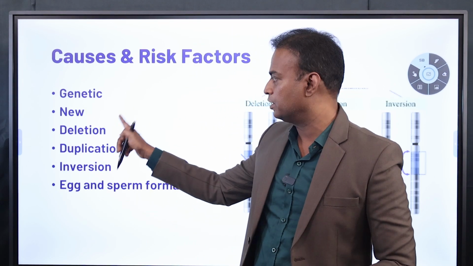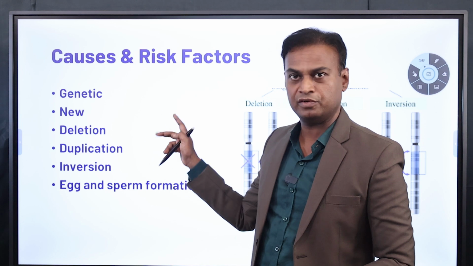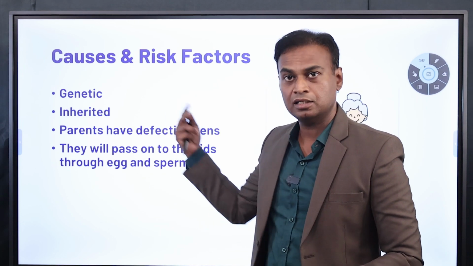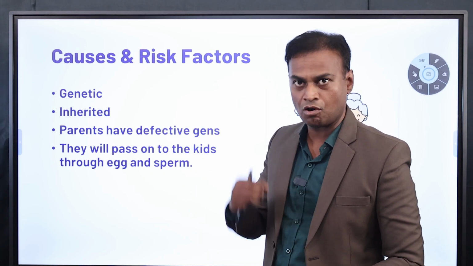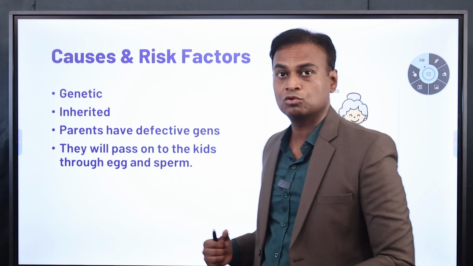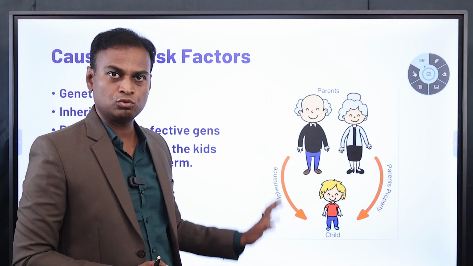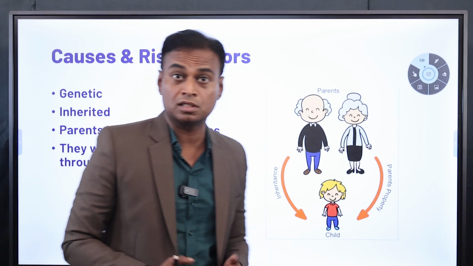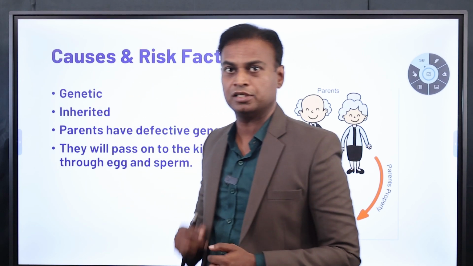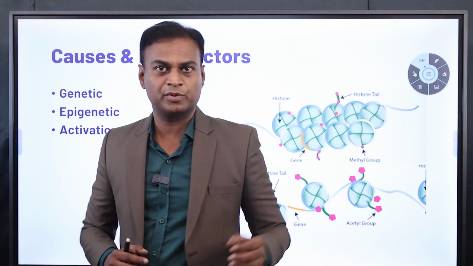The previous one was new variations or new defects in the gene. Okay, this is the inherited. Already the father and mother have the wrong genes or defective genes, that go to the kids. Okay, this is also one type. These are the two types we have discussed. And what is the third type? That is related to epigenetics. We will check. You know that this is epigenetics.